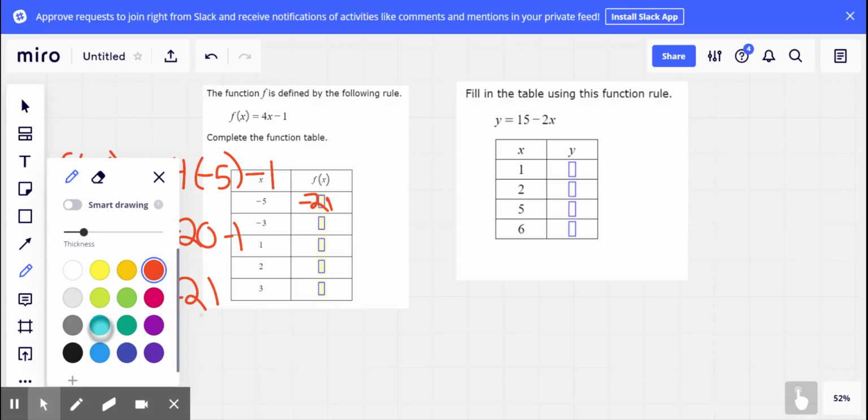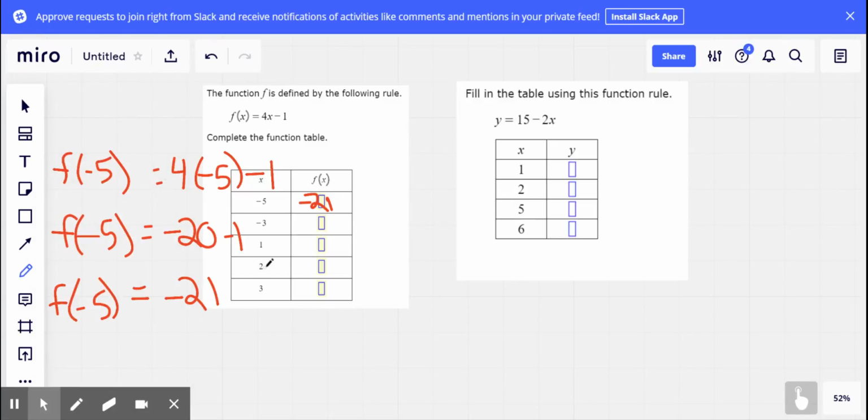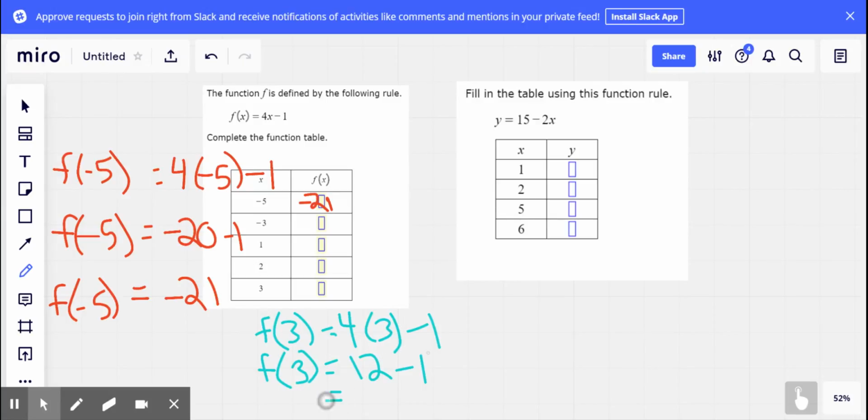And then let me do a different one. So I'll do the bottom one. Let's see what the output will be when I input 3. So the function, when the input is 3, would be 4 times 3 minus 1. So the function f at 3 would be 12 minus 1. All I did was 4 times 3, and 12 minus 1 is 11. So then when I input 3, my output value is 11. That's going to go right here in my table.